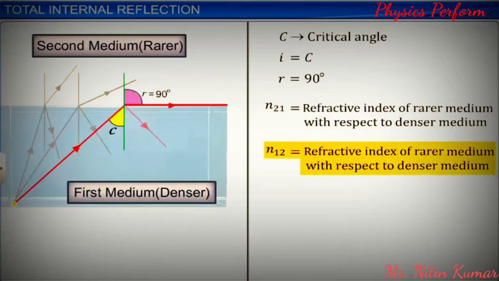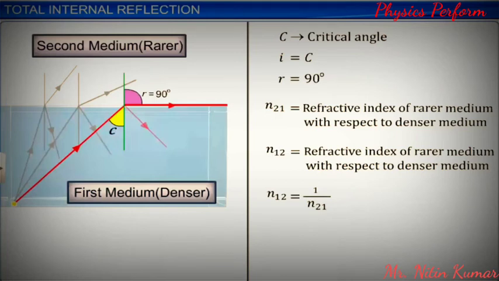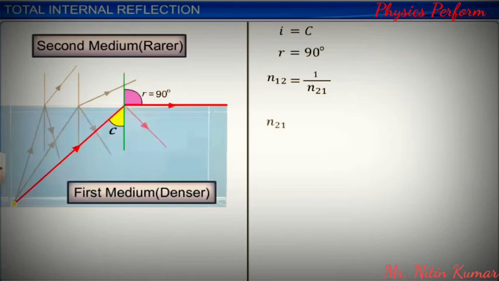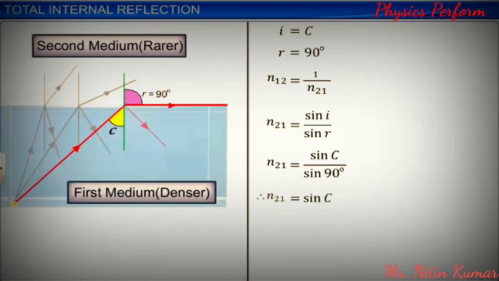As per Snell's law, n21 is equal to sin i by sin r, which is equal to sin C by sin 90. Therefore, n21 is equal to sin C, or n12 is equal to 1 by sin C. This means the refractive index of the denser medium with respect to the rarer medium, n12, is equal to 1 by sin C.